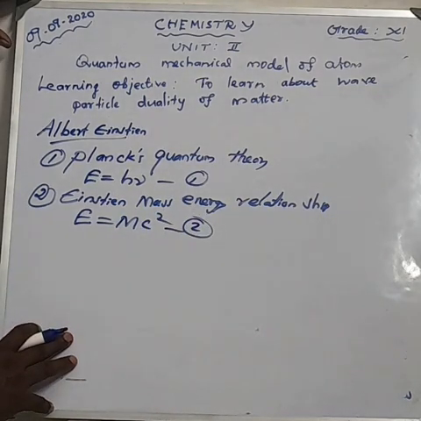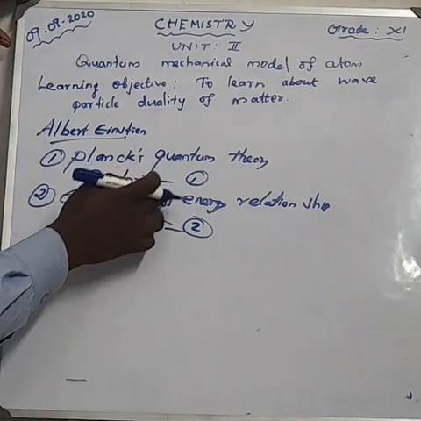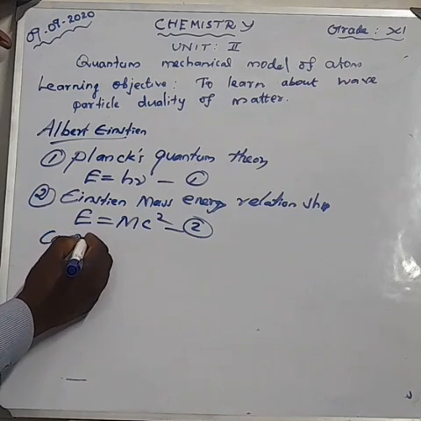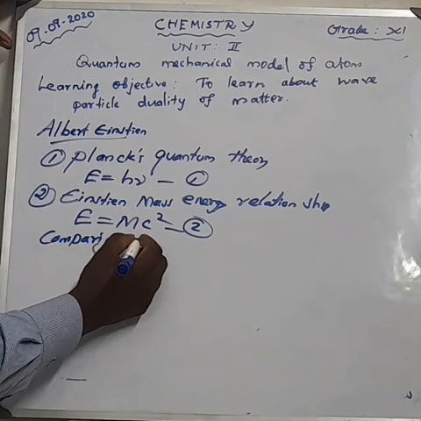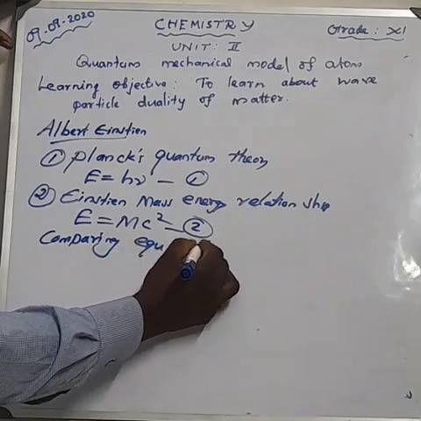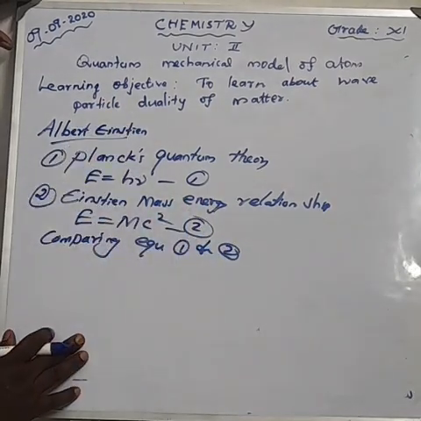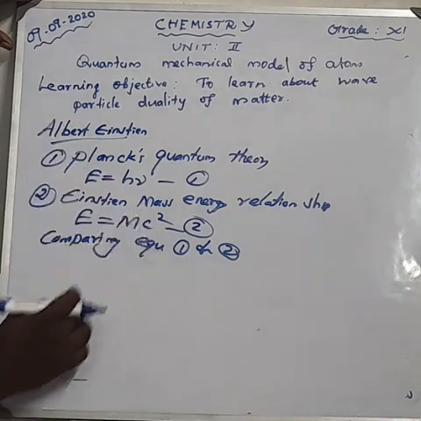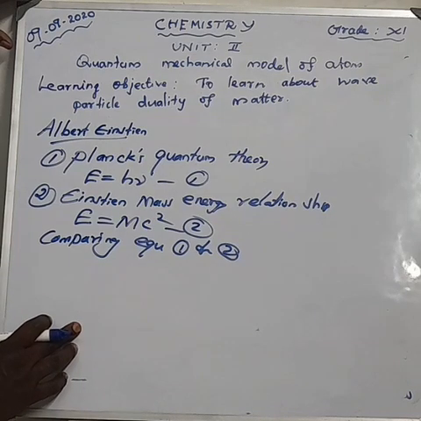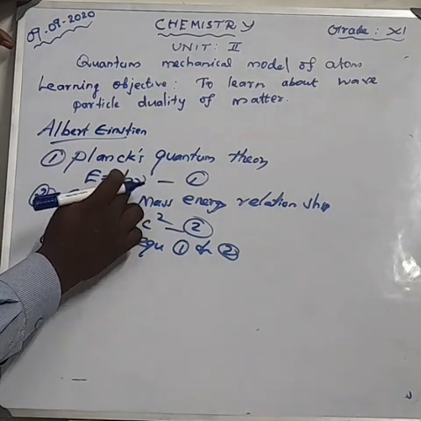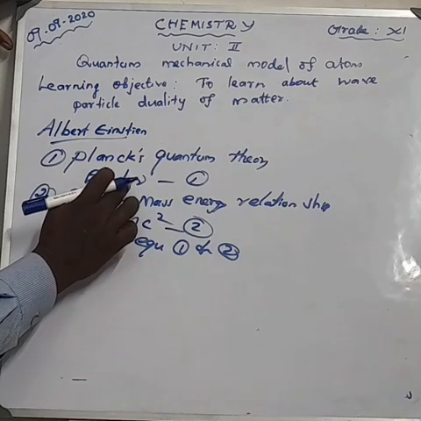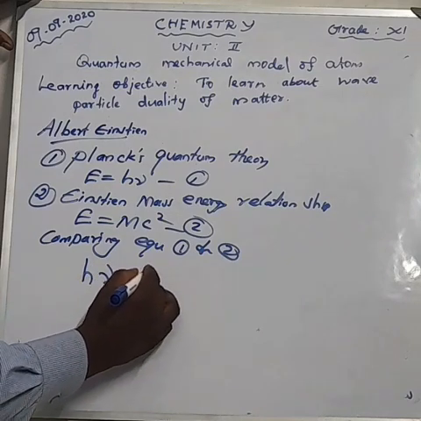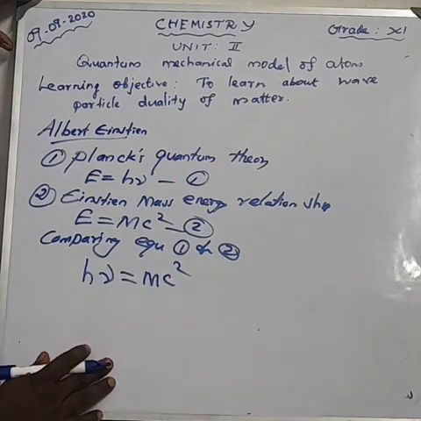Comparing equation 1 and 2, E is equal to h nu and E is equal to mc square, can be written as h nu is equal to mc square. H nu is equal to mc square.